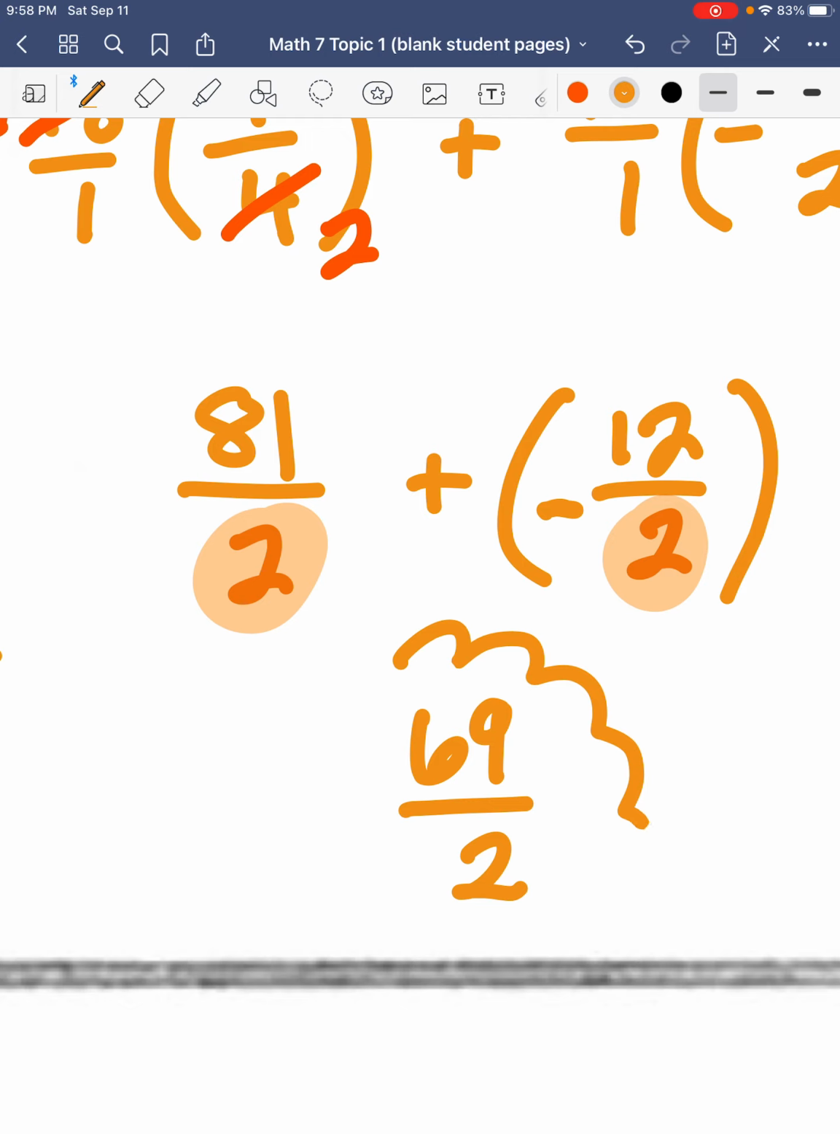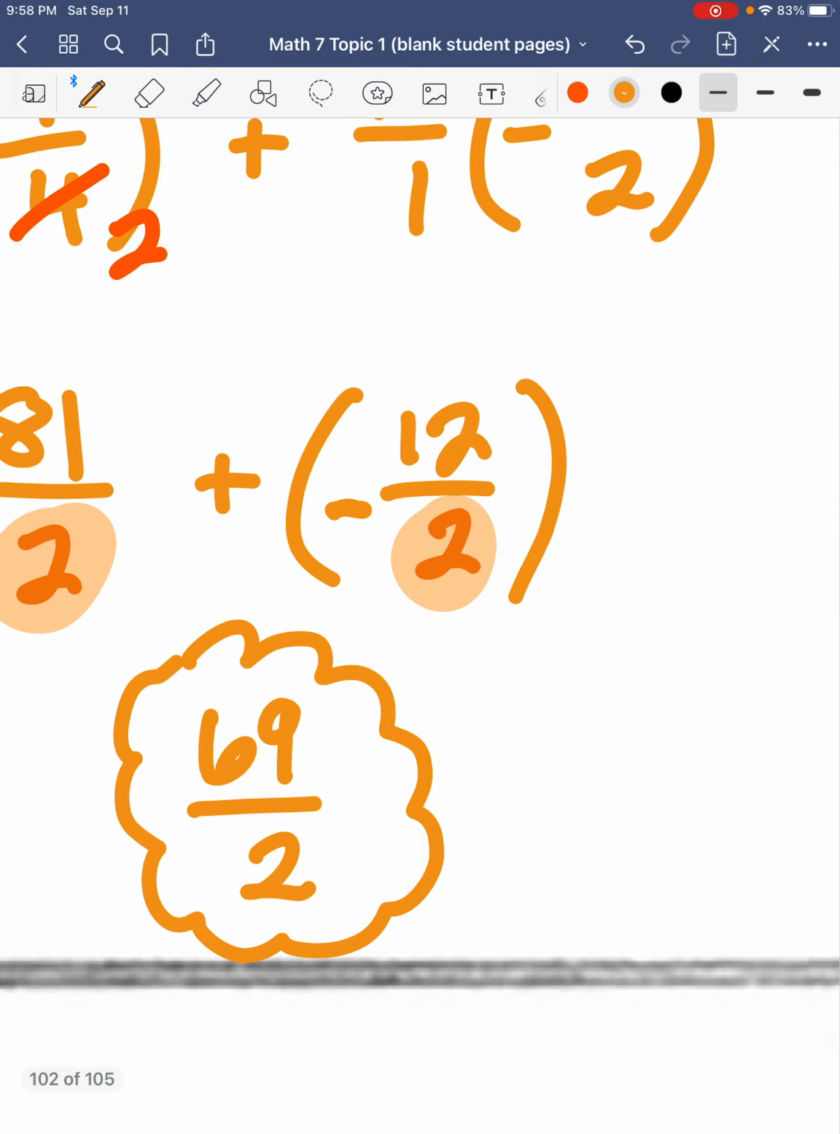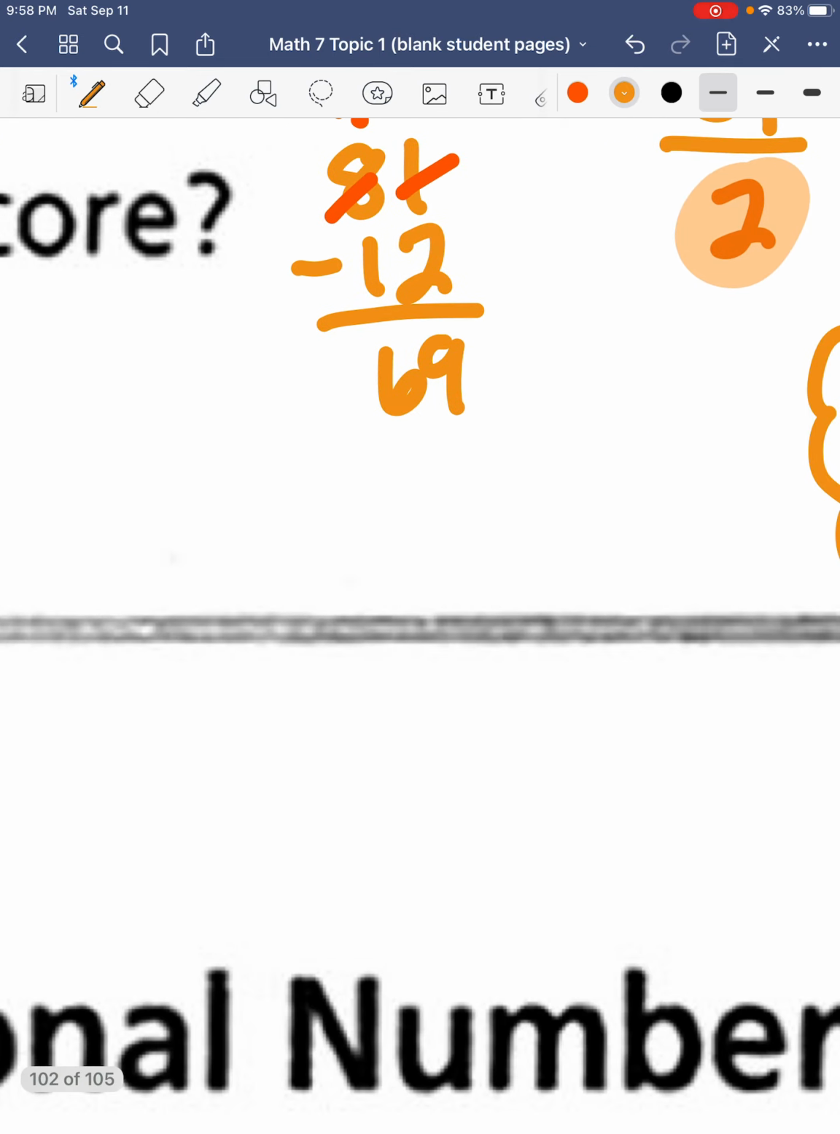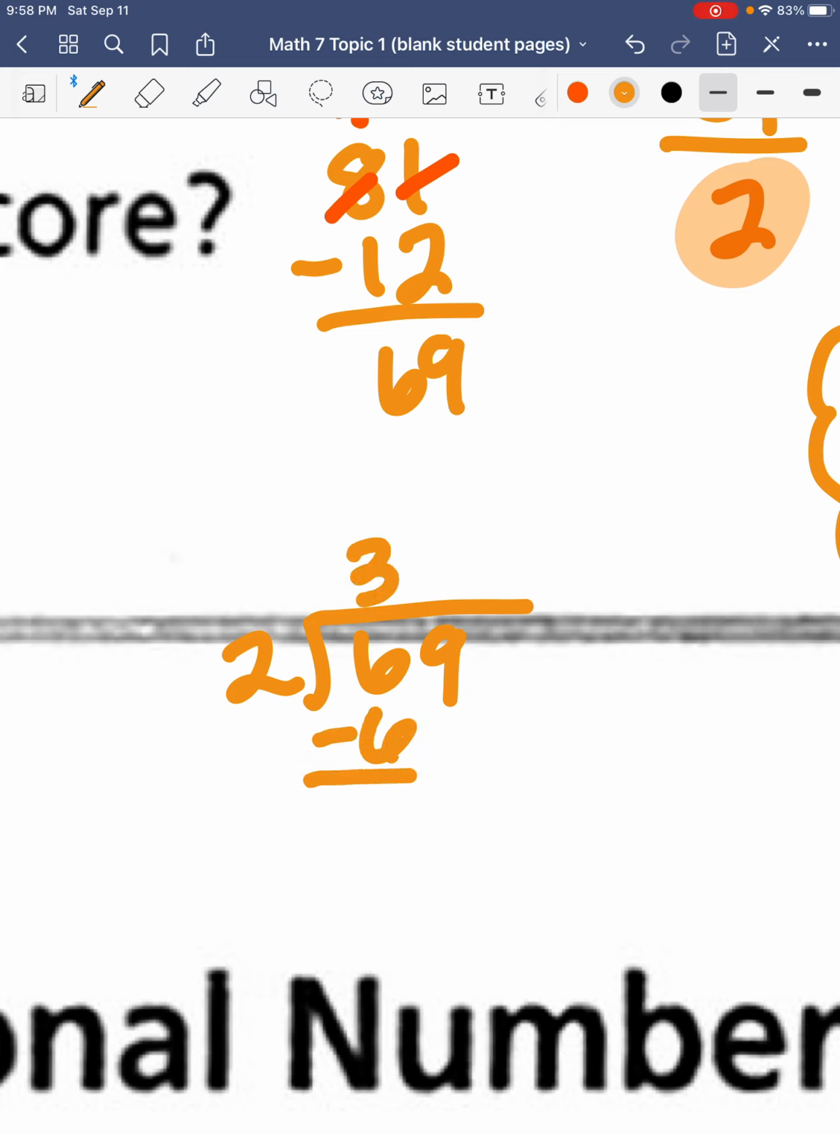Now, this right here, it should be positive, and it's an improper fraction. It's a correct answer. However, we don't really record points in this format, so let's make it a mixed number. To do that, we're going to divide. So we're going to figure out how many times 2 goes into 69. 2 goes into 6 3 times, which is 6 exactly. So I'm going to bring down this 9. 2 goes into 9 4 times. 4 times 2 is 8. When I subtract, I get a 1.